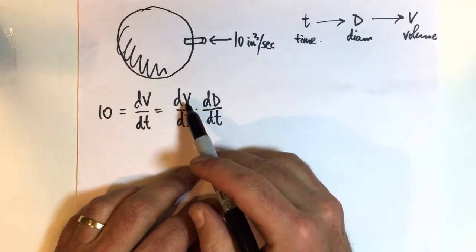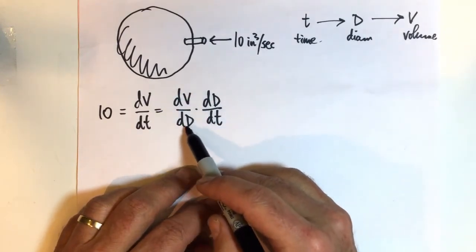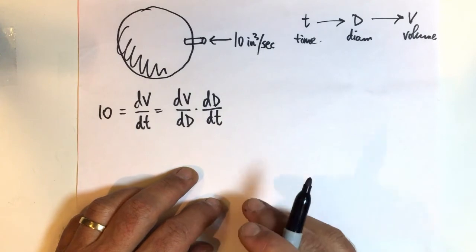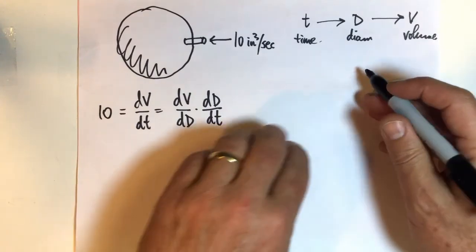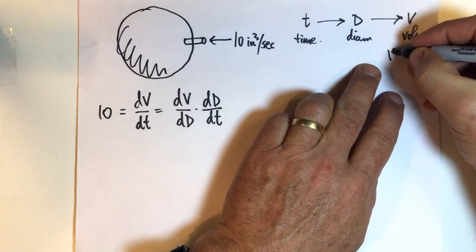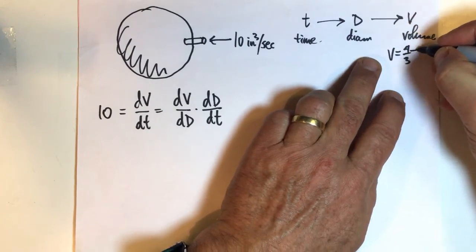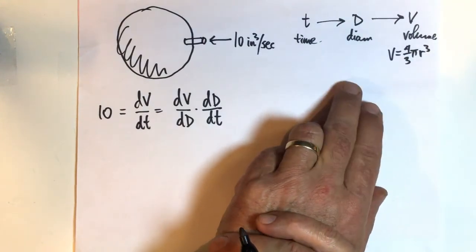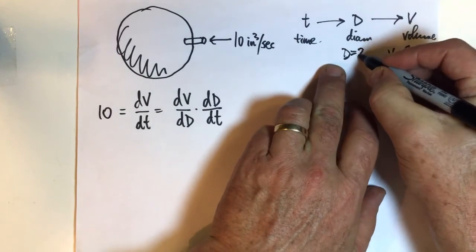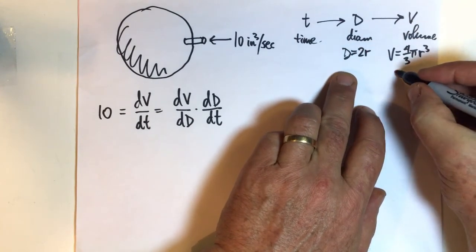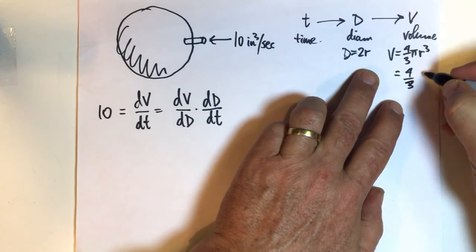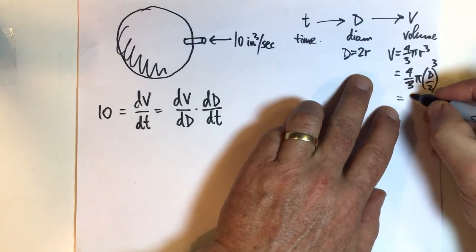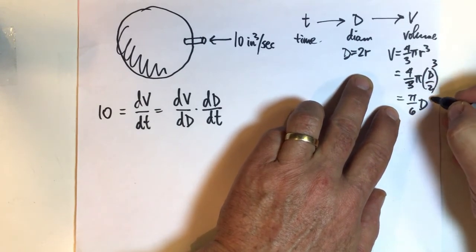Okay. Now, there's one other derivative in here that we know, which is dV/dD. If you can write the volume in terms of diameter, there's a formula for that. Usually we write the volume in terms of radius. So you look up that formula. Volume is 4/3 pi r cubed to write the volume of a sphere in terms of the radius. And now the diameter is twice the radius. And you can substitute that in here. 4/3 pi (d over 2) cubed. Simplify. Pi over 6 d cubed.